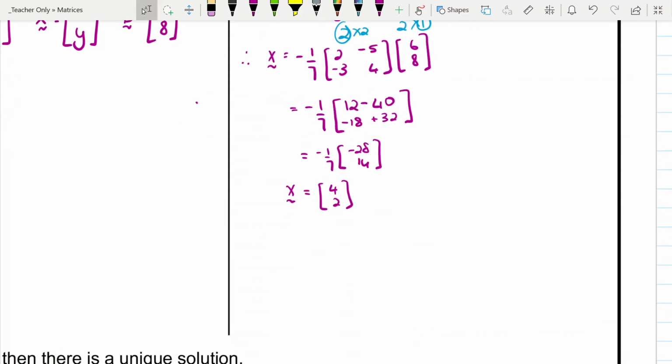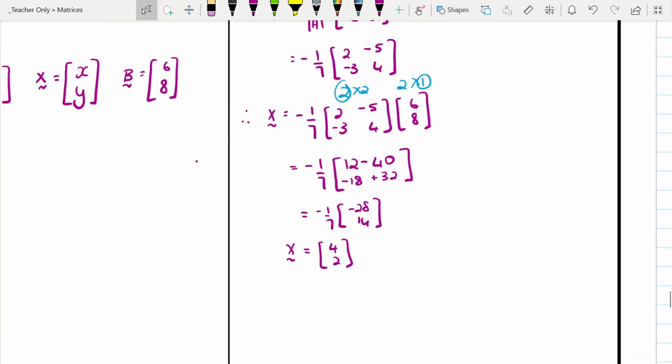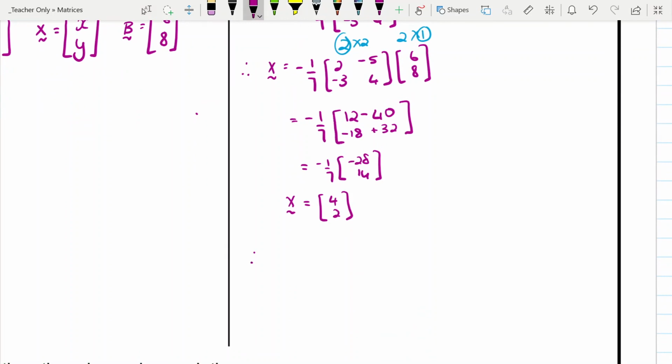And then we need to relate that 4 and 2 back to our unknown X. So therefore, remember, we can use equality of matrices if they are the same order on both sides, and our matrix X was a 2 by 1, and our answer is a 2 by 1, so therefore X must equal 4 and Y equals 2.